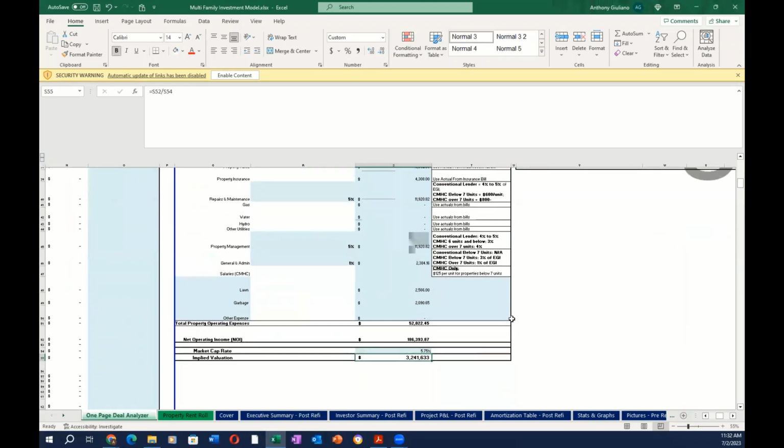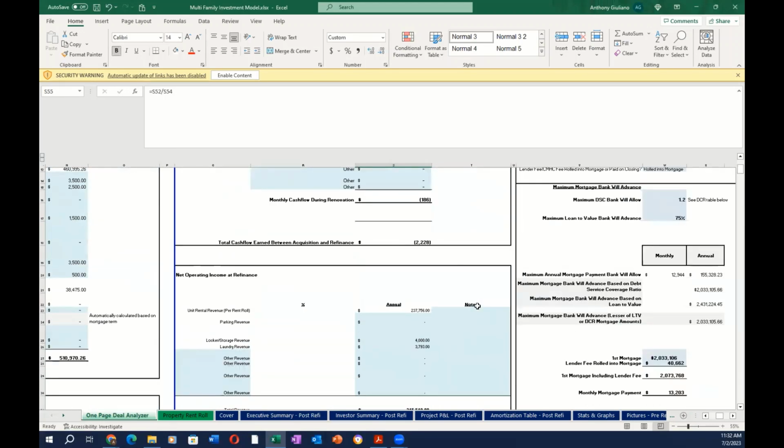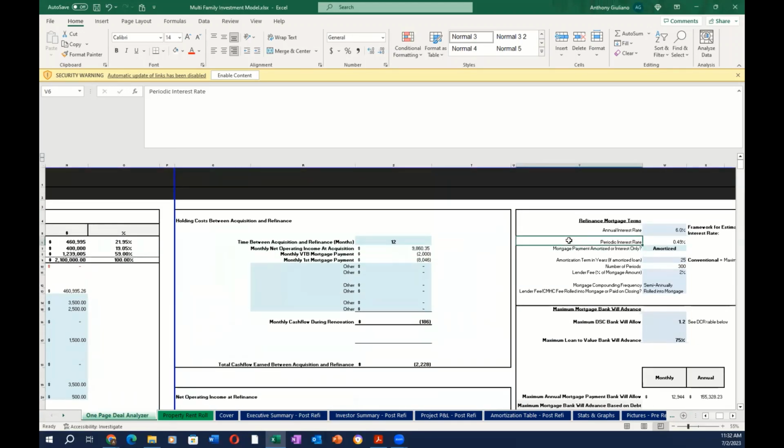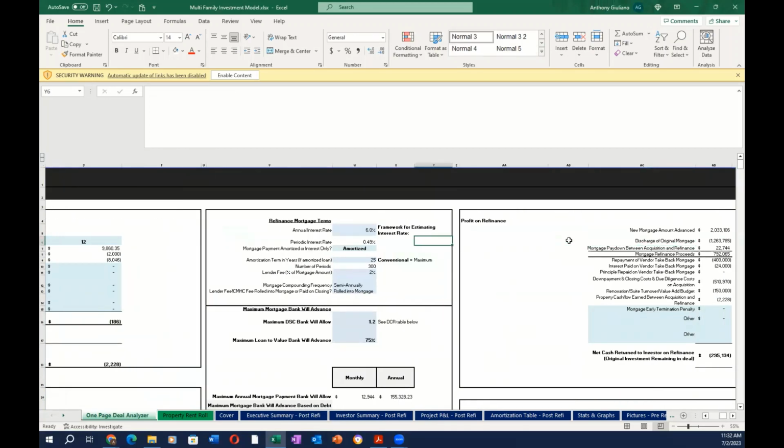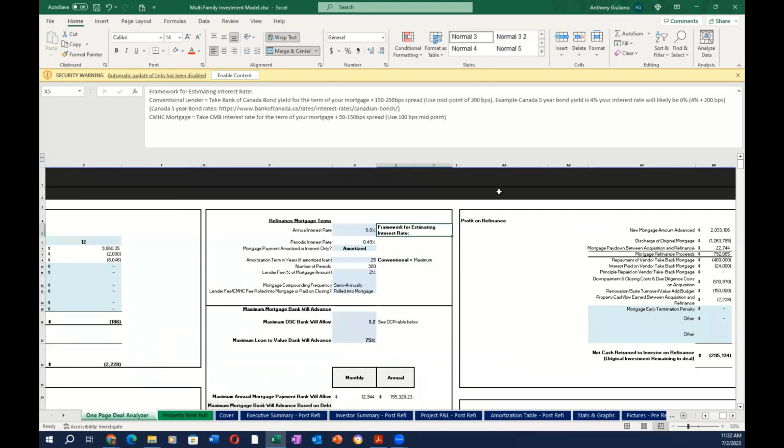So now that we've completely entered in the post refinance details, we also now need to enter in the financing terms on the refinance mortgage. So now we're going to refinance our mortgage. We know our interest rate. Let's just assume it's going to be 6%. Again, I have some information here in this cell to kind of guide you through how you might want to estimate your rate.